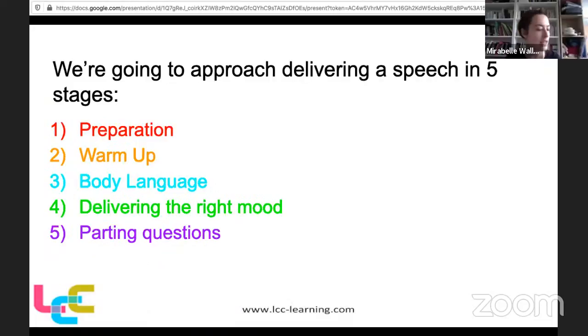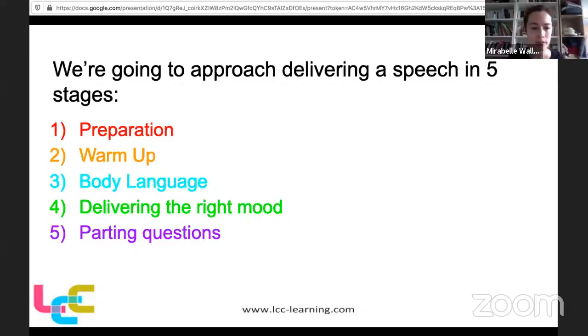So today we're going to approach delivering a speech in 5 stages. The first stage will be looking at preparation. This is how you build up to your speech, how you get from having written a speech to telling it. The second stage will be your warm-up, how you get your voice and your body ready to deliver a speech to lots of people. The third stage will be body language, the way that you want to think about presenting yourself to your audience once you're on stage.